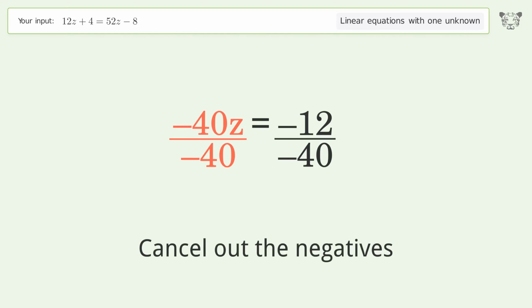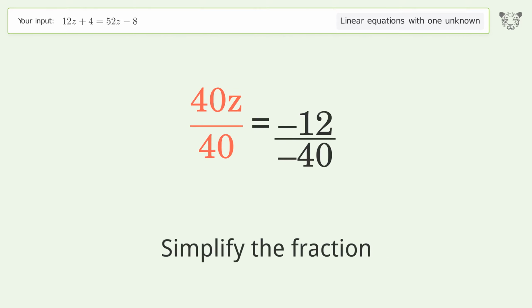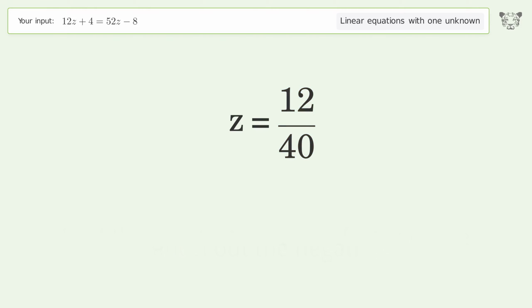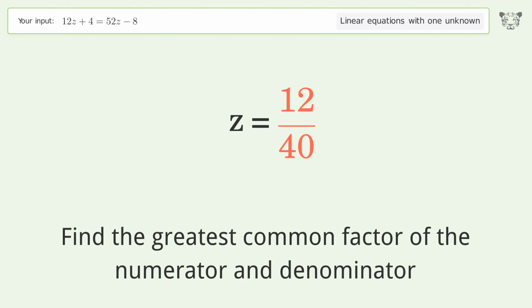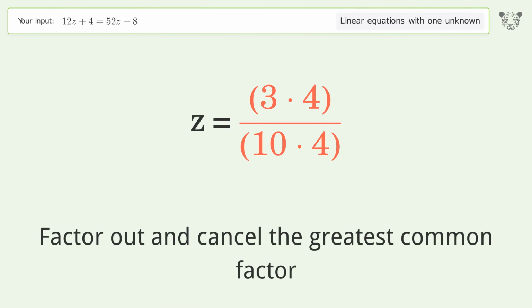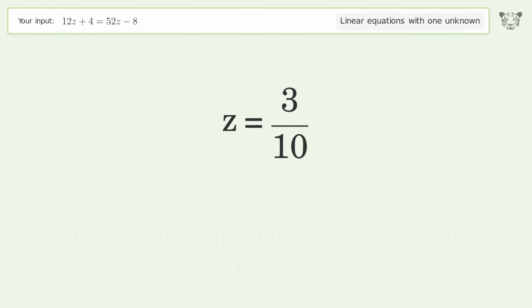Cancel out the negatives. Simplify the fraction. Cancel out the negatives. Find the greatest common factor of the numerator and denominator. Factor out and cancel the greatest common factor. And so the final result is z equals 3/10.